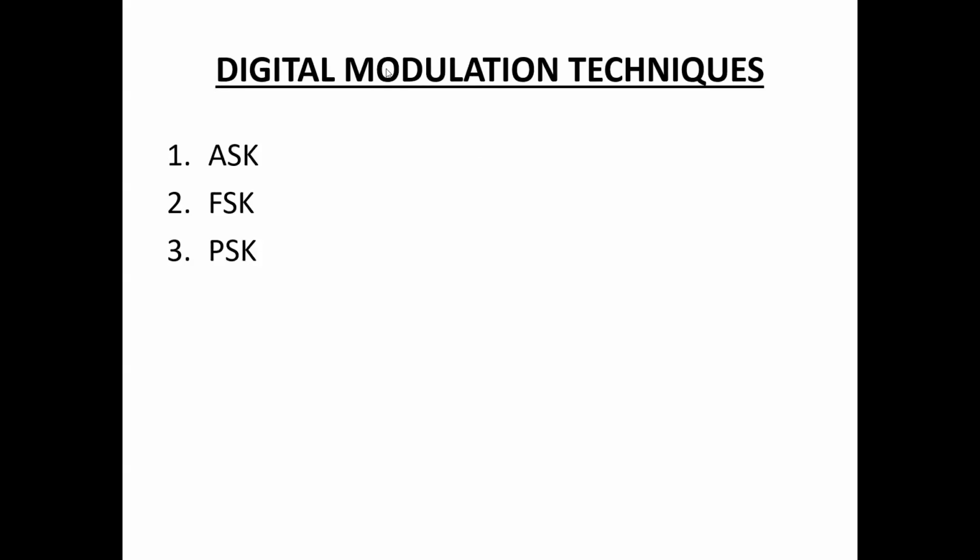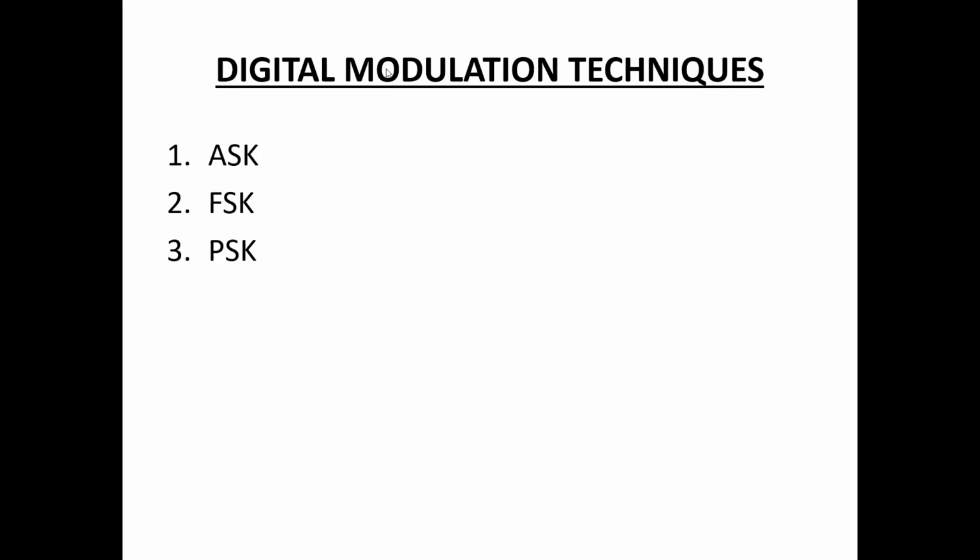Digital modulation techniques are used to convert digital signals to analog signals. The different types of digital modulation techniques are ASK, amplitude shift keying, frequency shift keying, and phase shift keying. These three techniques are used to convert digital signals to the analog signals.